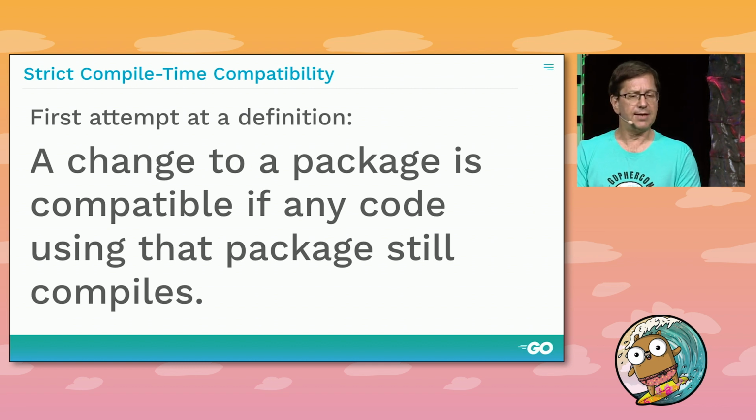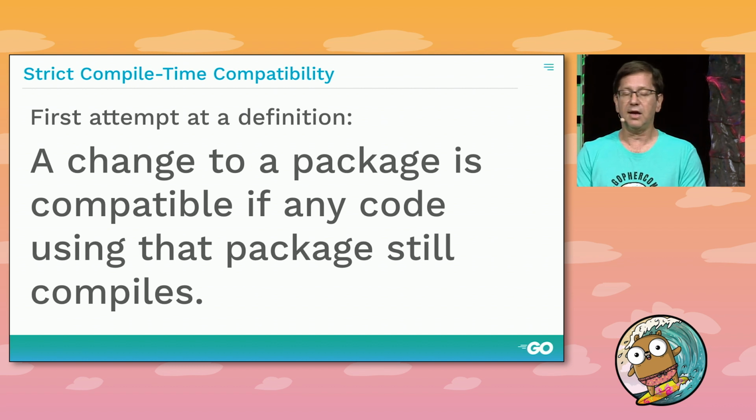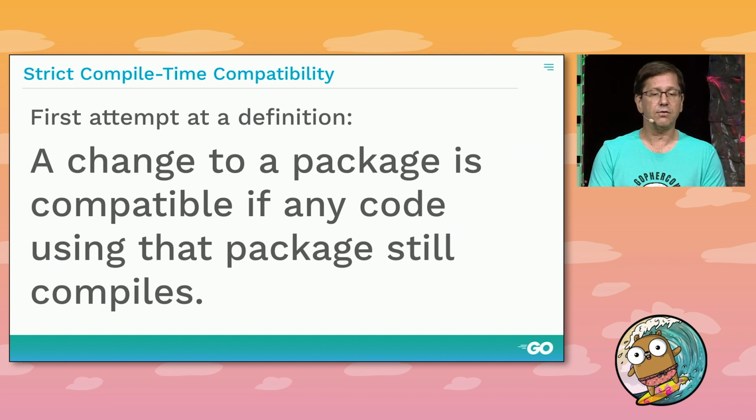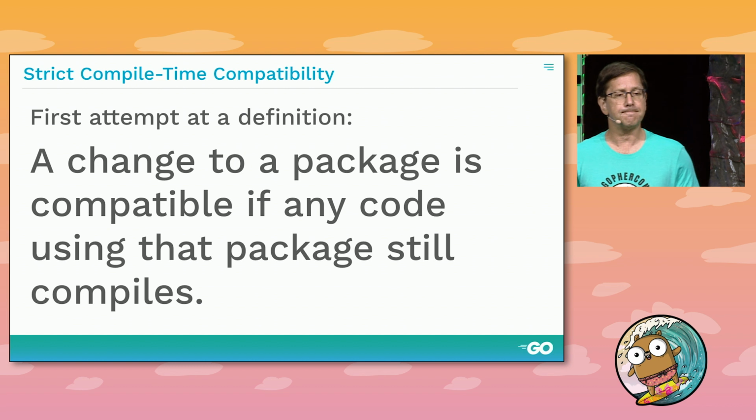Anyway, here was my first attempt at a definition. If you change your package and any user code fails to compile, any possible user code, then you made an incompatible change. That seems right. It sounds like something a tool should be able to tell you. It doesn't try to deal with the semantics of your change, whether you altered behavior. That's clearly not computable. It just tells you if another tool, the compiler, could fail. But it's far too strict.